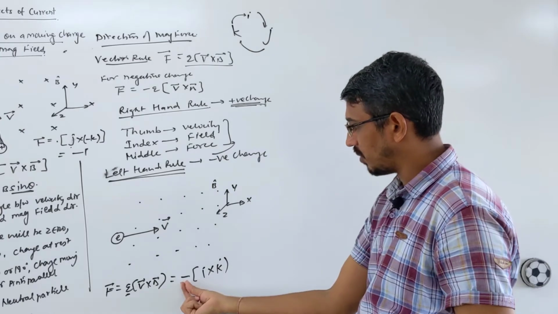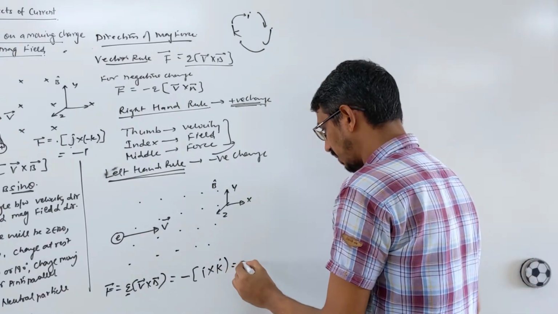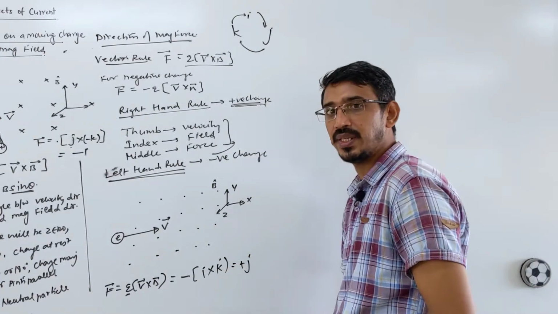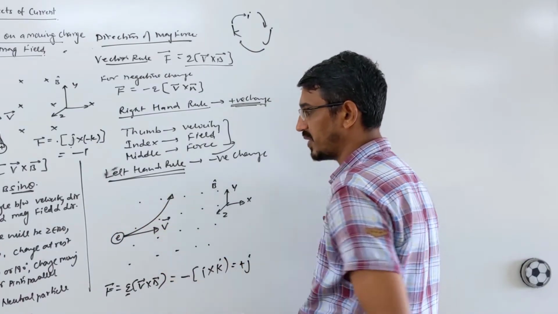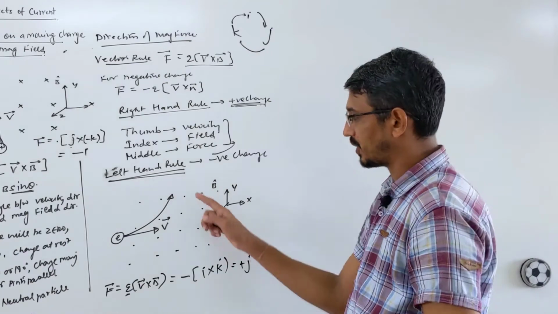Minus J, and one minus already given here. So the answer of this becomes what? Plus J. Plus J means this electron will deflect upward. That's your plus J direction, right? So this is the direction of the force.